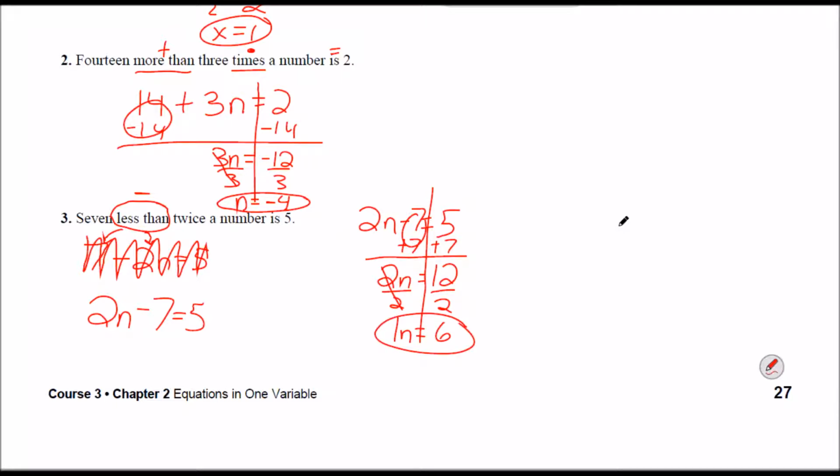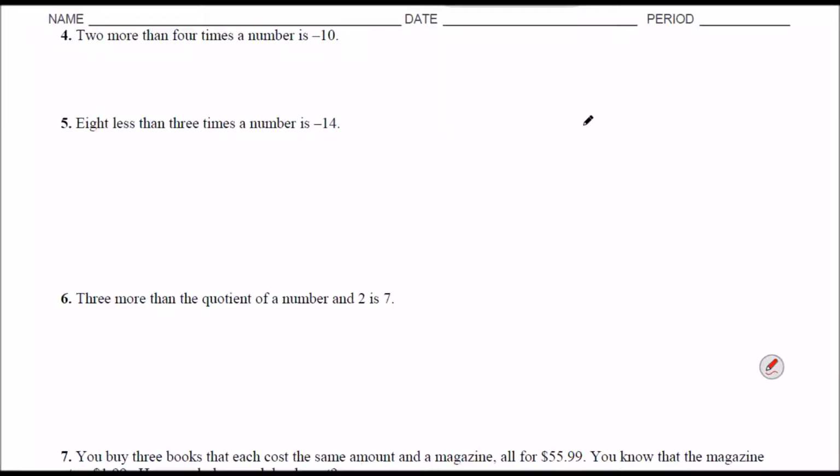Continuing on to number 4. We have 2 more than, and more than means plus, 4 times a number is negative 10. So 2 more than 4 times a number is negative 10. We solve, so we subtract 2. That leaves us 4x equals negative 12. We divide each side by 4, and we get x equals negative 3.